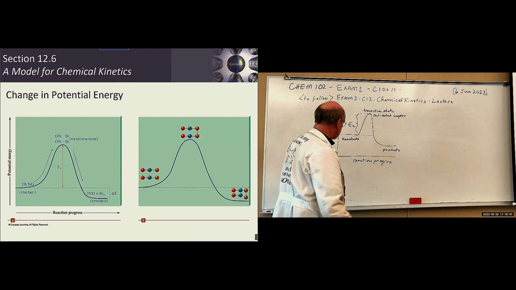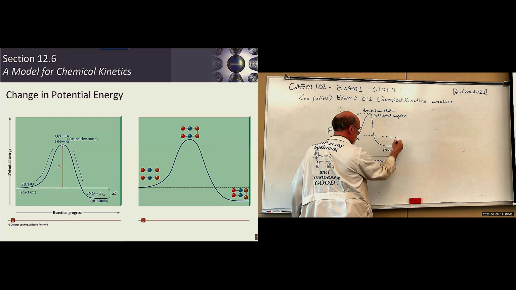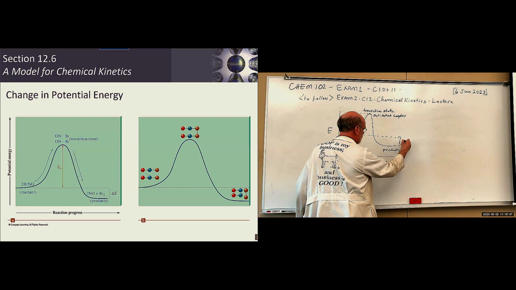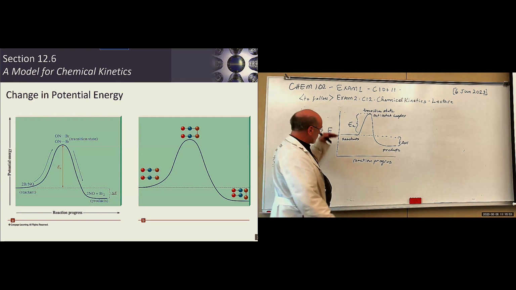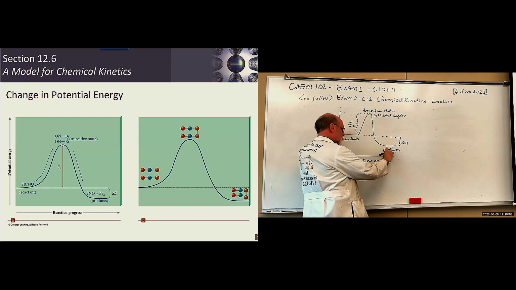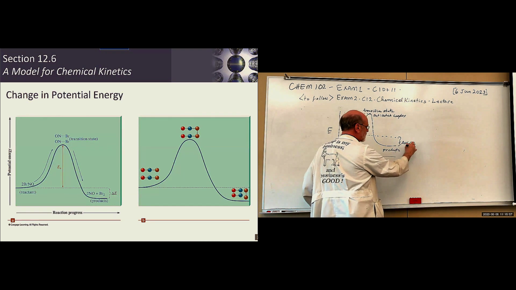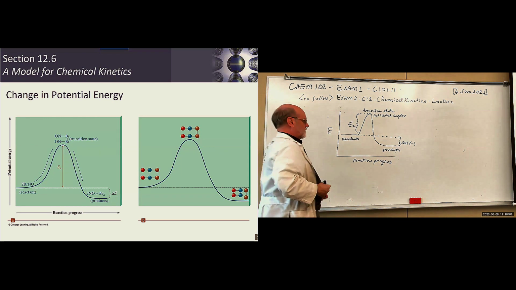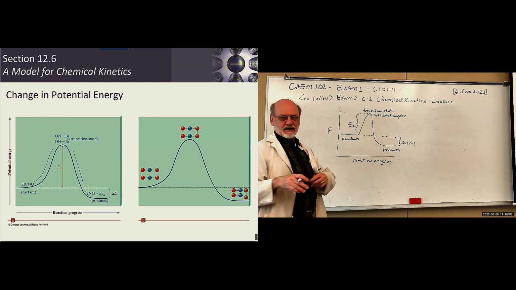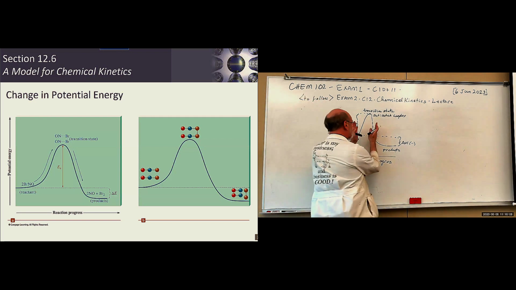So the difference between this energy and this energy is the enthalpy of the reaction. Okay? So if this one has more energy, and the products have less energy, this enthalpy is going to be negative, exothermic. Okay. So just as a lead up to chapter 13, kinetics happens in here.